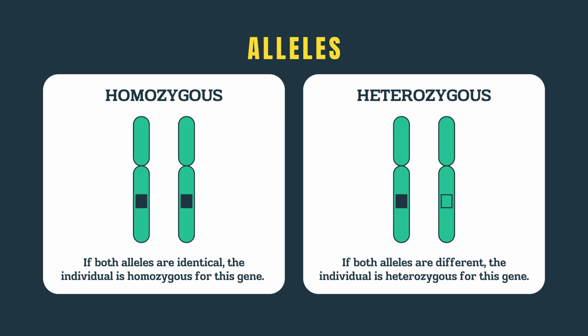Alleles: homozygous and heterozygous. Homozygous. If both alleles are identical, the individual is homozygous for this gene. Heterozygous. If both alleles are different, the individual is heterozygous for this gene.